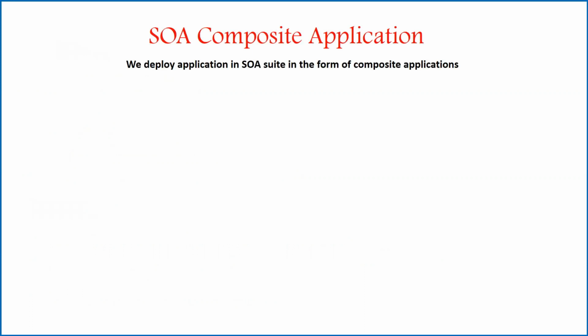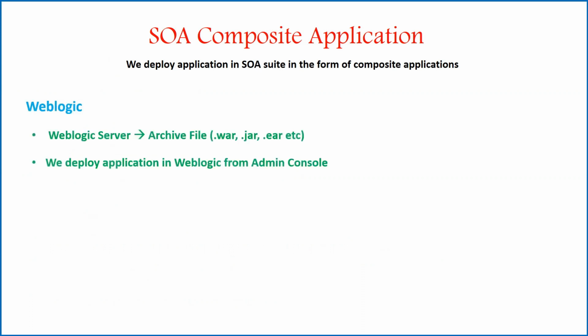So now let us begin with the SOA composite application. We deploy applications in SOA Suite in the form of composite applications. We discussed this in part 2 as well, in big detail, with a comparison with WebLogic. For example, when we go for deployment in WebLogic, we have an archive file in the form of WAR, JAR, or EAR, that we deploy from the admin console.